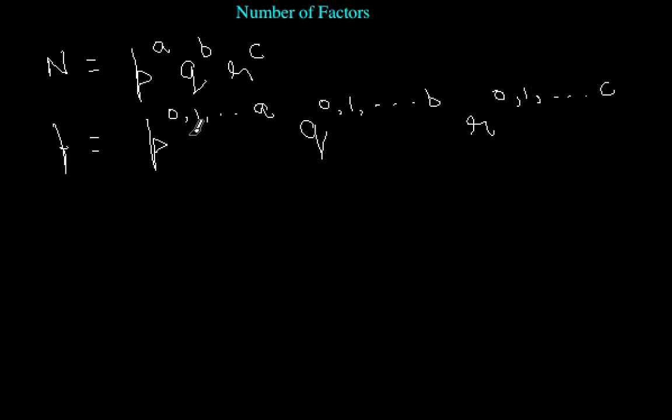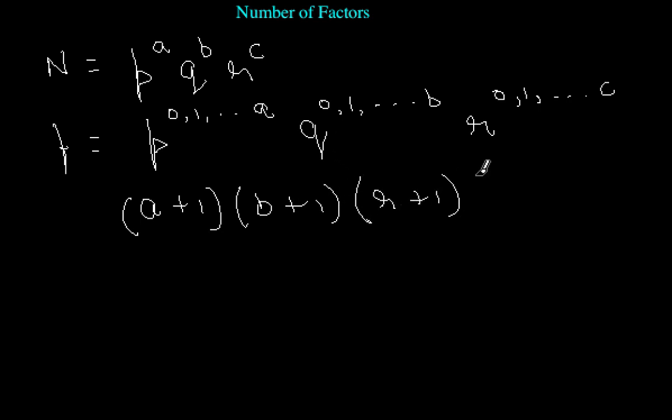Now if we are choosing any power from 0 to a, this means we have a plus 1 ways to choose the power of p. Similarly, we have b plus 1 ways to choose the power of q and c plus 1 ways to choose the power of r, because we could either choose 0 or 1 or anything till c. So these are the total number of factors of the number N.